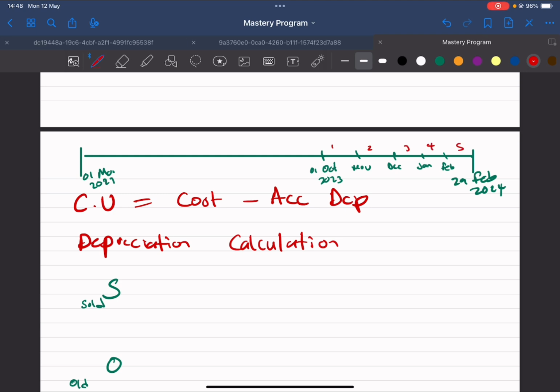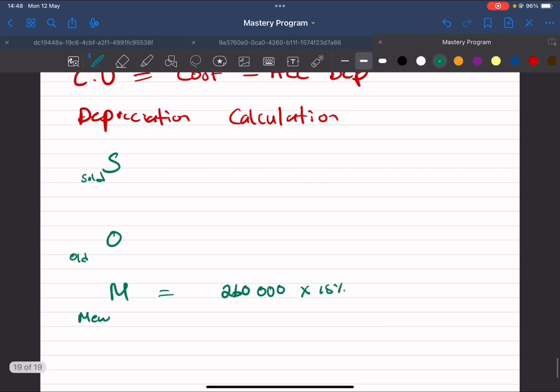1, 2, 3, 4, 5 months. So it stayed in our business for only 5 months. So meaning that the depreciation that we calculated here, will need to apportion it for 5 over 12 months. And then when you add those, you have to get 16,250, 16,250. And then we've calculated the depreciation on the new.